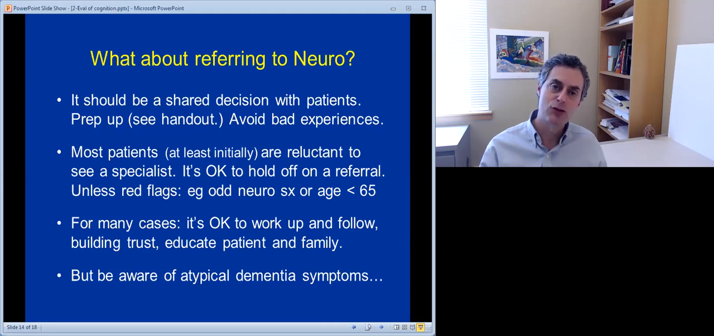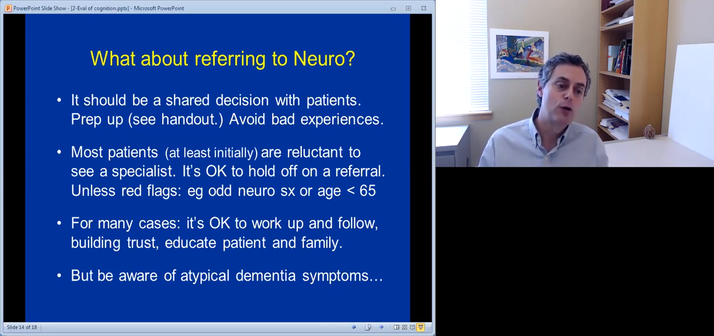And the age is so important because it is very unusual for people to develop progressive cognitive impairment before age 65. It really suggests that there could be some other odd, weird neurologic syndrome occurring, in which case you really want somebody to see a specialist. But again, for many people, it's really okay to work this up and follow it, to build trust with people, to educate patients and families about it.